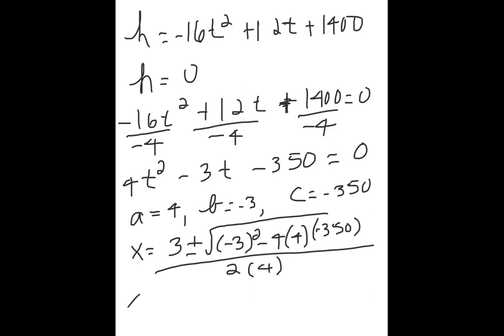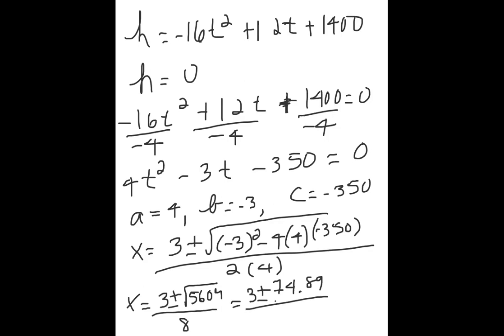Grab your calculator and put the discriminant into the calculator. You're going to do -3 squared. Make sure you put that -3 inside a set of parentheses. Minus 4 times 4 times -350. So we get 5609. Then you want to take the square root of the 5609. All of this is over 8. The square root of 5609 turns out to be 74.89. All of this goes over 8.